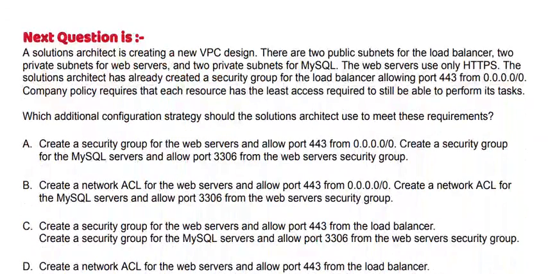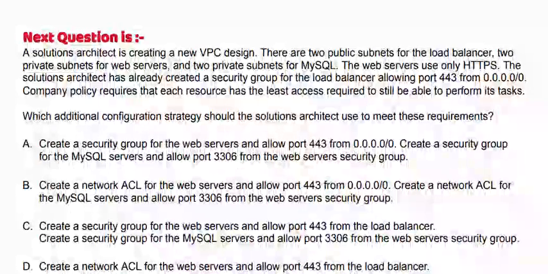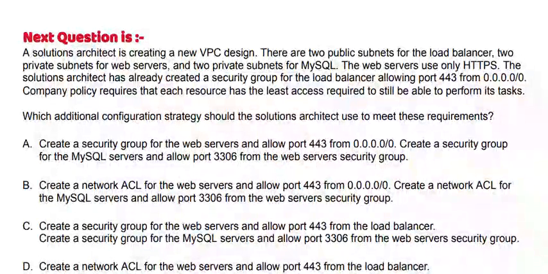a solutions architect is creating a new VPC design. There are two public subnets for the load balancer, two private subnets for web servers, and two private subnets for MySQL. The web servers use only HTTPS. The solutions architect has already created a security group for the load balancer, allowing port 443 from 0.0.0.0/0. Company policy requires that each resource has the least access required to still be able to perform its task. Which additional configuration strategy should the solutions architect use to meet these requirements?